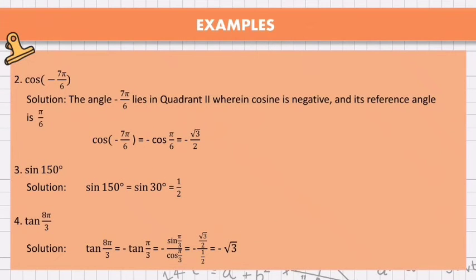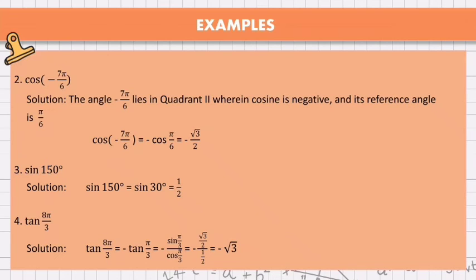Example number 2. The quantity cosine negative 7 pi over 6. The angle negative 7 pi over 6 lies in quadrant 2, wherein cosine is negative and its reference angle is pi over 6. Therefore, the quantity cosine negative 7 pi over 6 is equal to negative cosine pi over 6 equals negative the square root of 3 over 2.